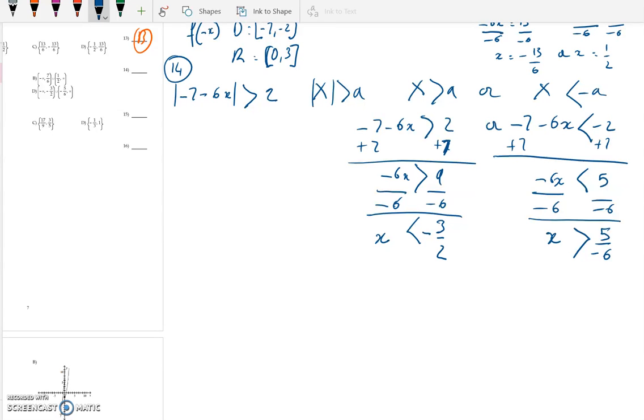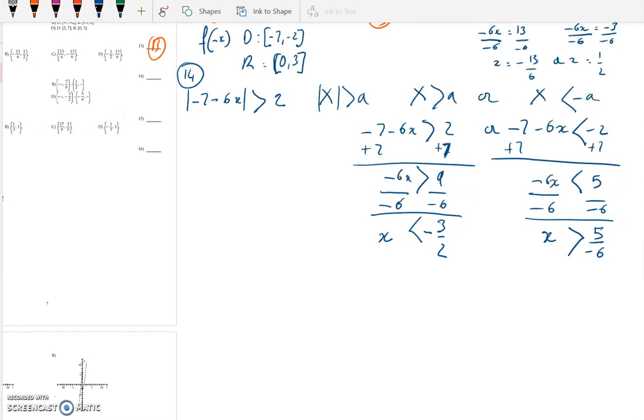So when I look at my interval notation, I'm going to have my number line. My 0 is right here. So I'm going to put my 0 right here because I'm dealing with only negative numbers. Okay, and I got -5 over 6 and -3 over 2. So -5 over 6 and then -3 over 2. X is greater than -5 over 6. So that means I need to go to the right.